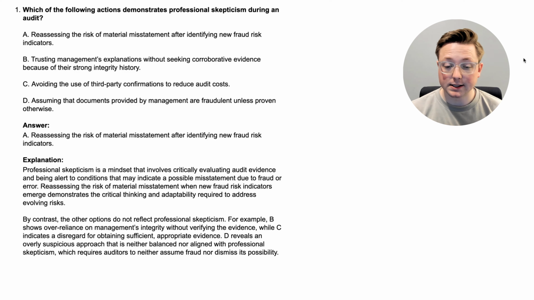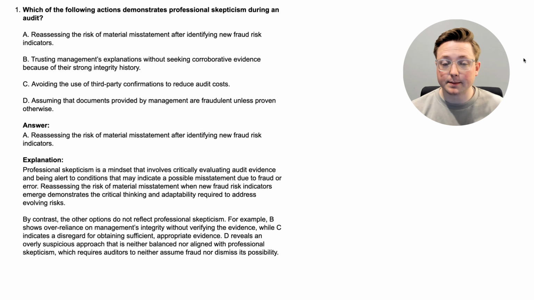Professional skepticism is a mindset that involves critically evaluating audit evidence and being alert to conditions that may indicate a possible misstatement due to fraud or error. Reassessing the risk of material misstatement when new fraud risk indicators emerge demonstrates the critical thinking and adaptability required to address evolving risks. By contrast, the other options do not reflect professional skepticism. For example, B shows over-reliance on management's integrity without verifying the evidence, while C indicates a disregard for obtaining sufficient appropriate evidence. D reveals an overly suspicious approach that is neither balanced nor aligned with professional skepticism, which requires auditors to neither assume fraud nor dismiss its possibility.